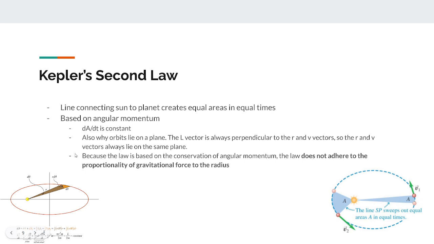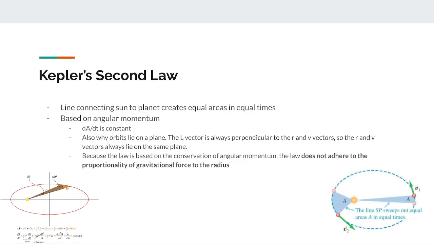Because this law is based on the conservation of angular momentum, it does not depend on the proportionality of gravitational force to the radius. So basically what that big jumble meant was that it isn't reliant on the gravitational force being directly proportional to 1 over r squared. Newton proved this with the first and third Kepler laws. He found this correlation. The big thing is that the second law is not dependent on that proportion, and this is seen in one of the questions that we'll see later.